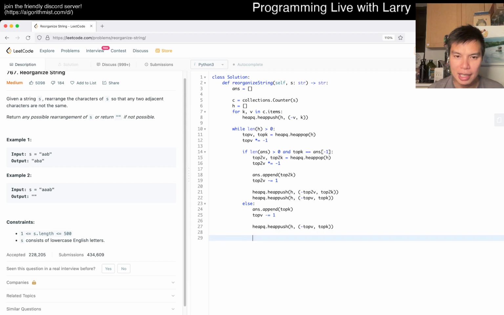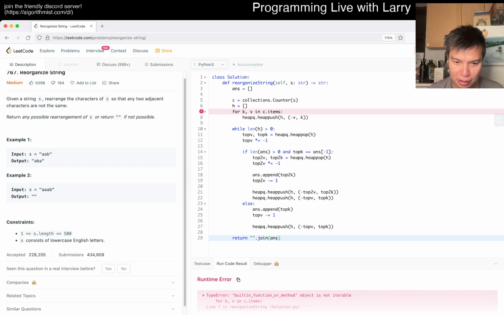Yeah, and then at the end, that's it. We just have to collect up all the answers, and I think we're good. I have to check the not-possible case, but let's spin this out first.